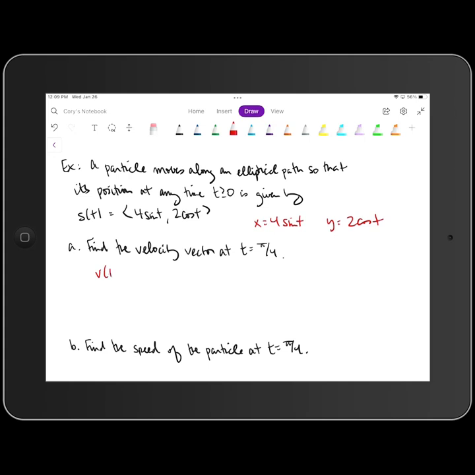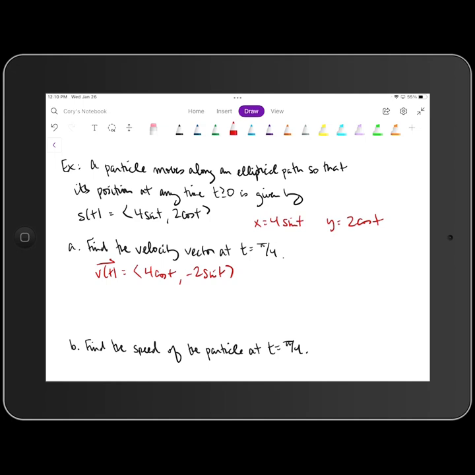that's our vector v of t. What we're going to do is take the derivative of each component. The horizontal component of velocity is the derivative of 4 sine of t, which is 4 times the cosine of t. And the vertical component of velocity is the derivative of the second component of the position function, which is -2 times the sine of t.